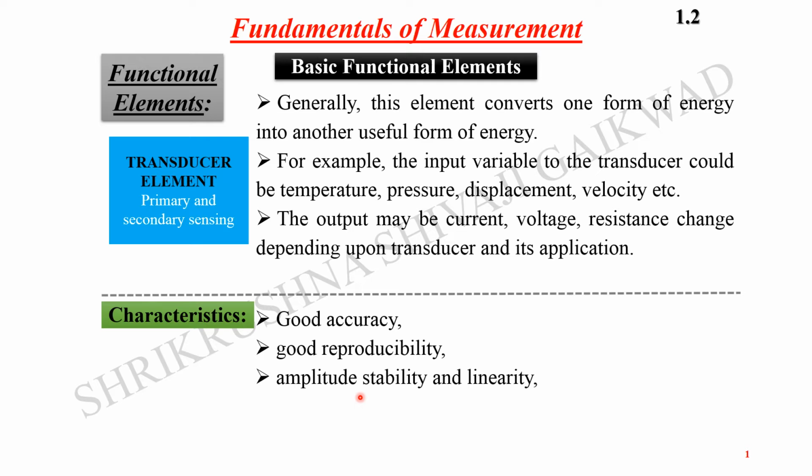Then we can have amplitude stability and linearity. Amplitude stability means whatever output it is providing should be stable for a longer period of time. And linearity means there should be a one-to-one correspondence between the input and the output. Then the good frequency response, and that over the period of time, if we are trying to measure the physical quantity available.